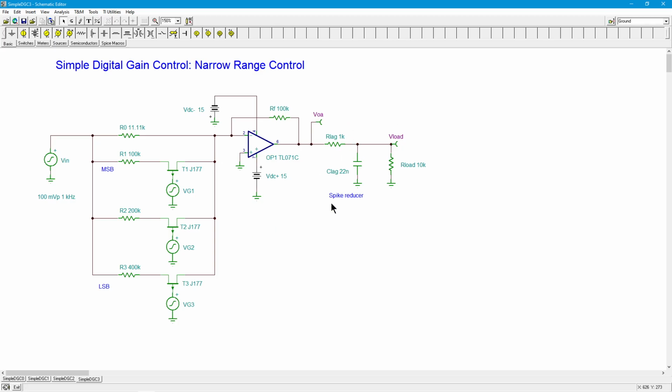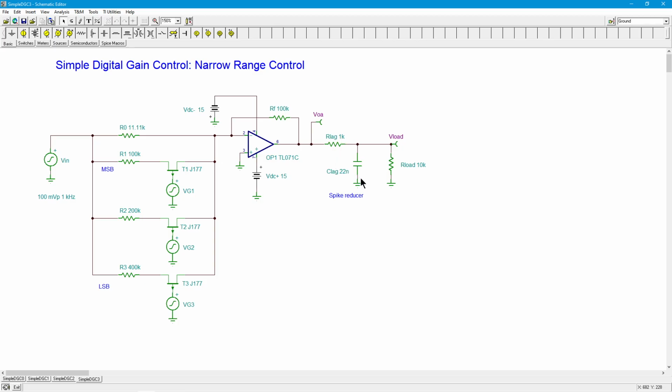Now, on the output end, I've put a little lag network here to reduce the spikes. Right, this is one thing you can do. Unfortunately, you're going to lose a little bit of signal. I got a 10K load, and the lag resistor here associating with C lag is 1K, so we're going to lose about 10% of our desired signal. Like I said, it's a simple way of doing it.